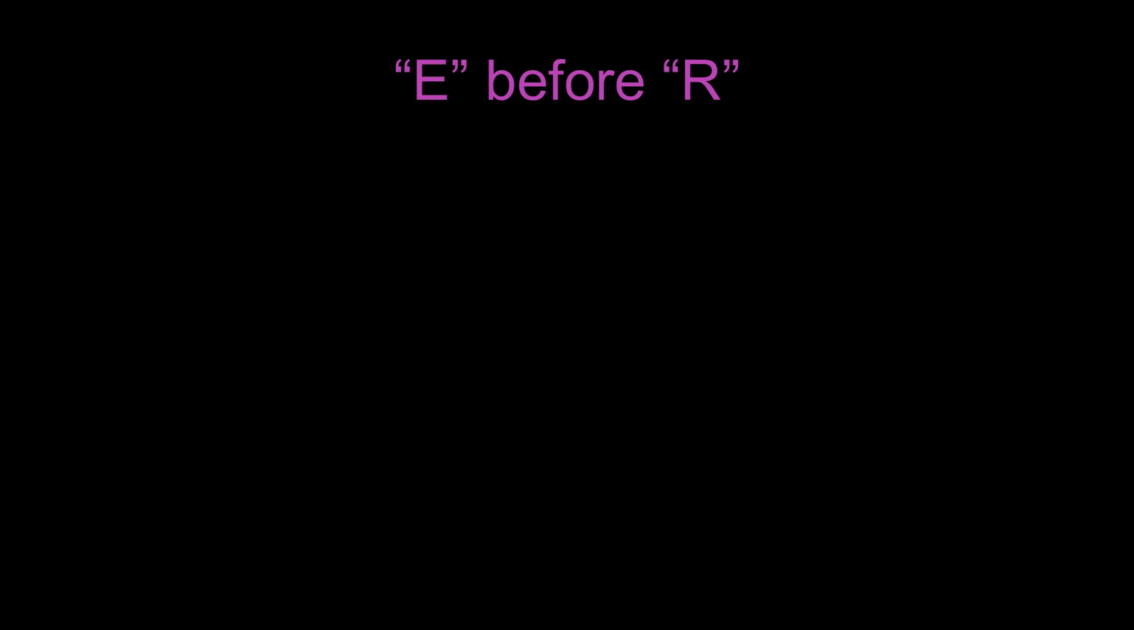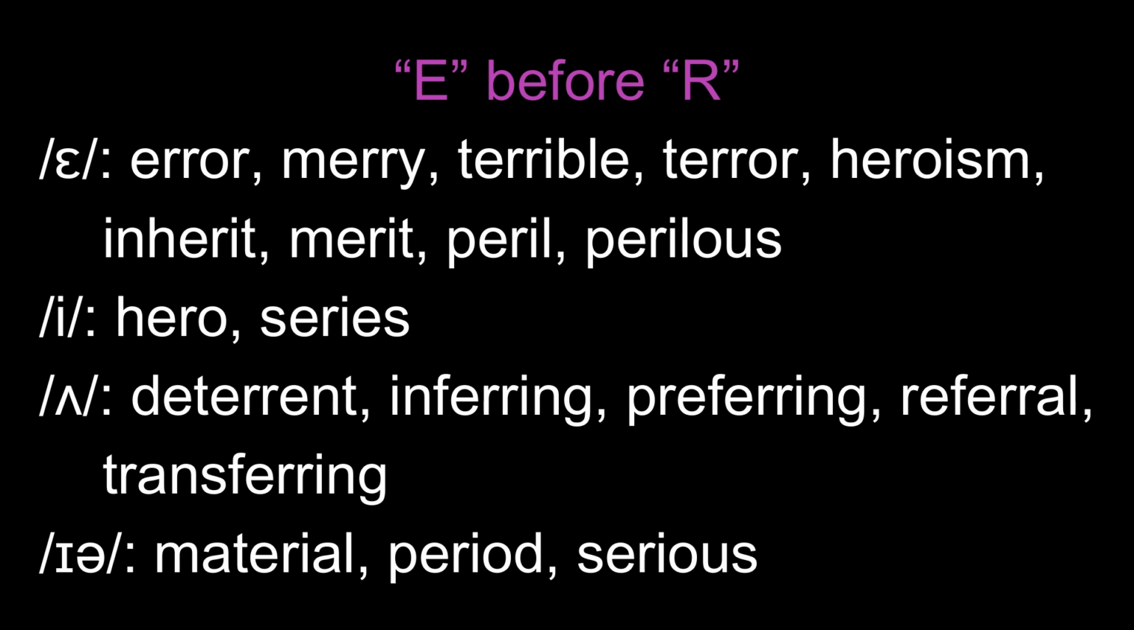E before R. When the stressed vowel letter E comes before R and another vowel follows after R, E can be pronounced as one of the following: i, e, and ia. I: error, merry, terrible, terror, heroism, inherit, merit, peril, perilous. E: hero, series. Deterrent, inferring, preferring, referral, transferring. Ia: material, period, serious.